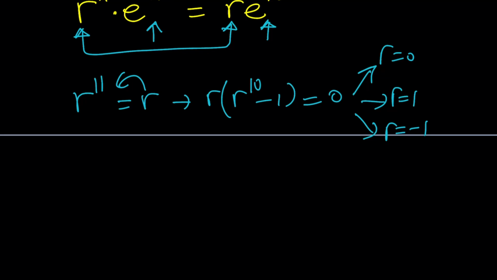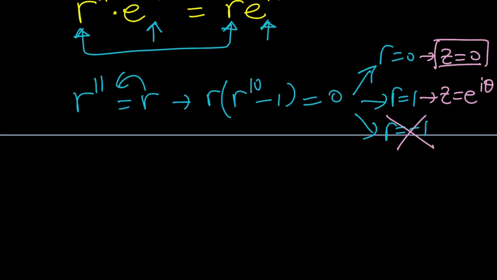Makes sense? r equals 0 implies z equals 0 because there's only one complex number with 0 modulus, and that is 0. Unique, right? r equals 1 means z can be written as e to the i theta, right? Because there's nothing in front of it, or you don't write it. And r equals -1 doesn't mean anything because modulus cannot be negative. It's a non-negative real number. Okay? So far so good.